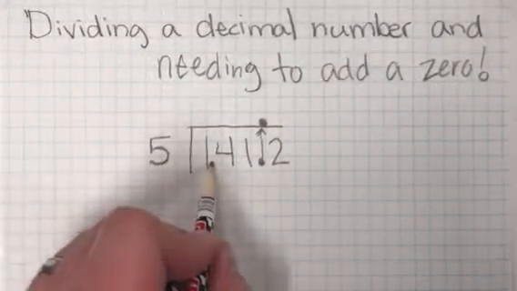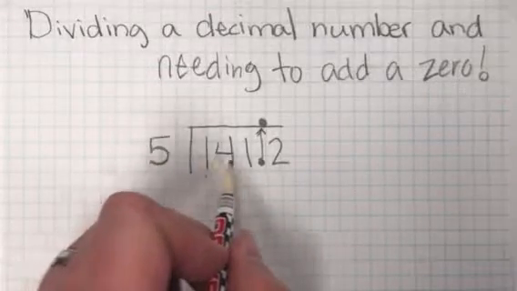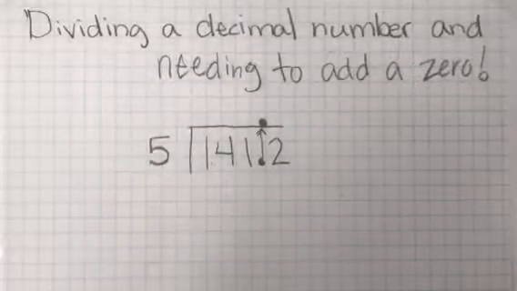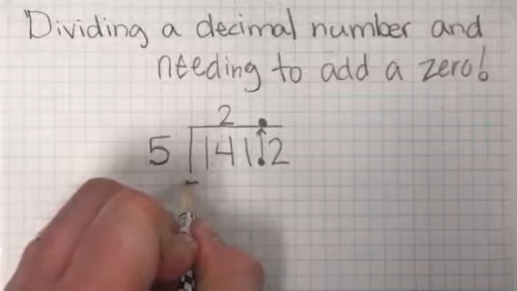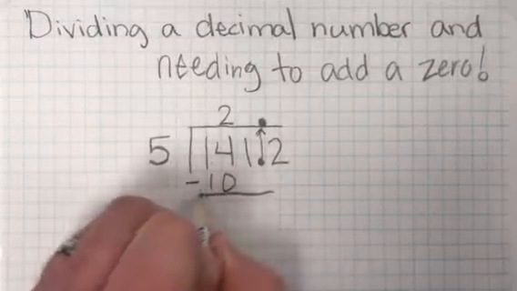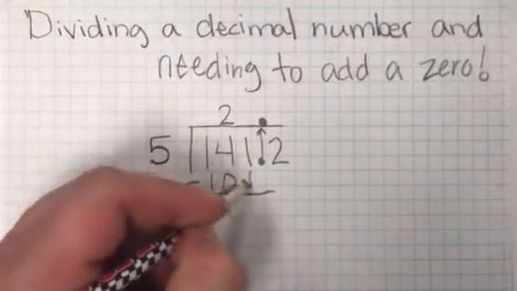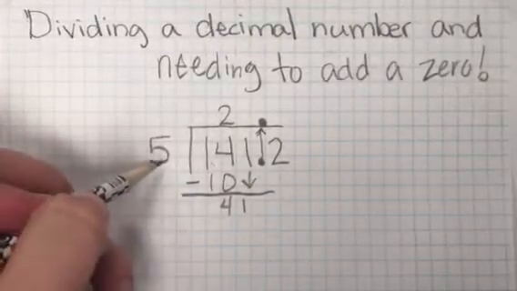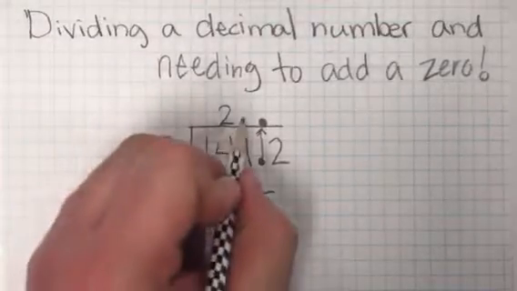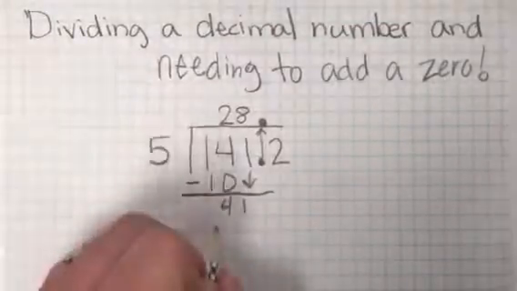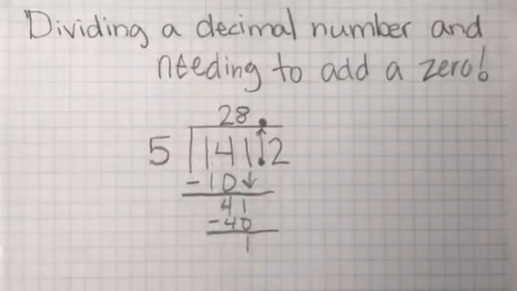5 will not go into 1, or we cannot make groups of 5 with only 1. However, if there are 14, we can make 2 groups out of 14 if they're in 5, because 5 times 2 is 10. So I'll subtract that away and I'm left with a difference of 4. I bring down my 1. Groups of 5 can be made out of 41, or 5 times what will get me close, and the answer is 8. I subtract away those 40 and I'm left with 1 over.